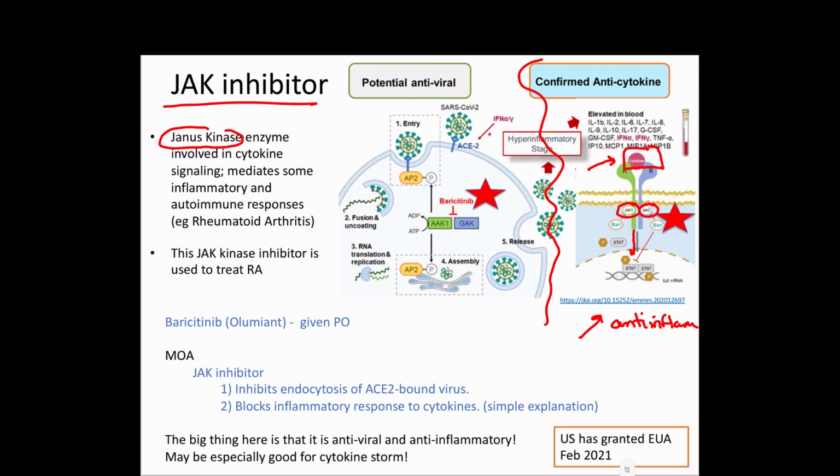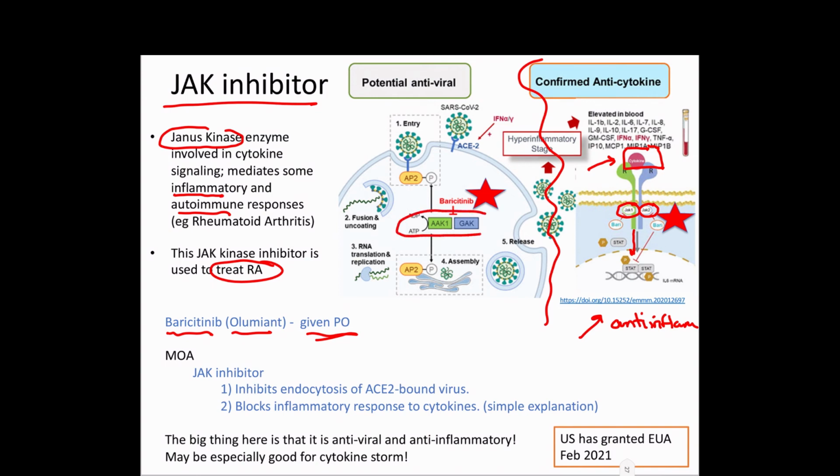And the reason that we have that drug already is that because we know that it's necessary for inflammatory and autoimmune responses, it was previously developed to treat rheumatoid arthritis. So that's why we already have it out there. And the drug name is baricitinib or Olumiant, and that's given PO. So we know about the anti-inflammatory part. But the reason that this particular drug is so interesting is that it also has an effect on viral replication.